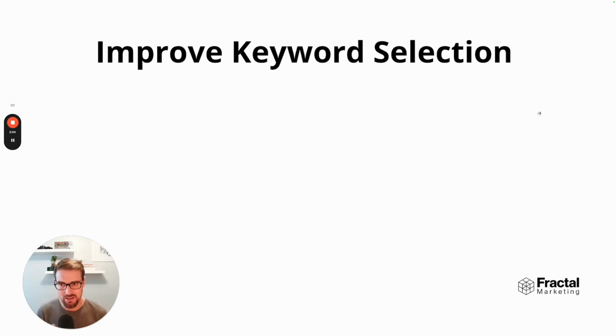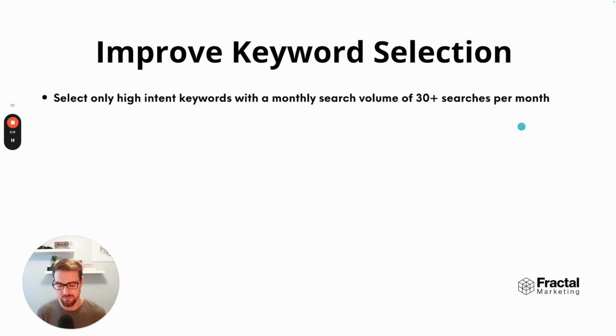Next, if you're still finding your campaign really isn't hitting the marks that you need it to, look to improve your keyword selection. This is a very common thing I see when I go into audit an ad account, that they've selected all different types of keywords. And that really isn't the way to run Google Ads. We just want to be selecting only high intent keywords with a monthly search volume of at least 30 plus searches. So we don't want to be focused on informational keywords that start with what is or how to. Instead, we just want to be focusing on keywords that indicate that the customer has a high level of intent and they're ready to book with your business.